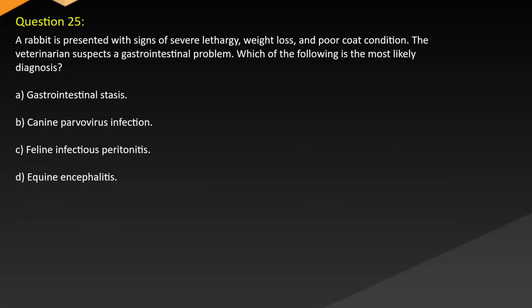Question 25. A rabbit is presented with signs of severe lethargy, weight loss, and poor coat condition. The veterinarian suspects a gastrointestinal problem. Which of the following is the most likely diagnosis? A. Gastrointestinal stasis. B. Canine parvovirus infection. C. Feline infectious peritonitis. D. Equine encephalitis.